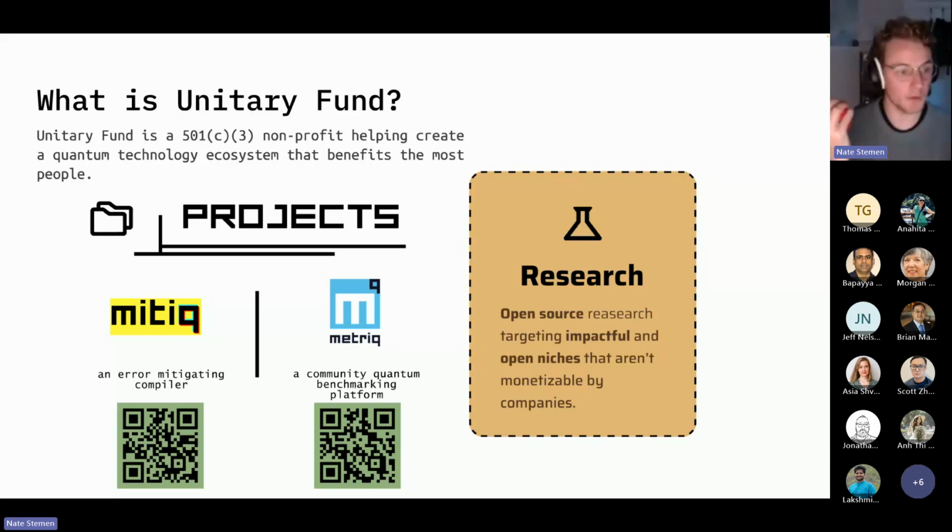There may be some that work really well for financial applications and that kind of thing. And then there may be some techniques that don't work well with that and they need a different technique. And so part of our goal with Mitiq is to implement many different techniques, so people can try out different things and see what works best for them.